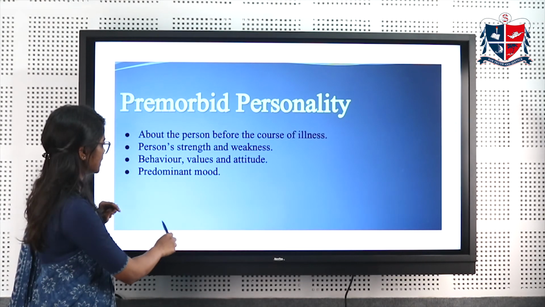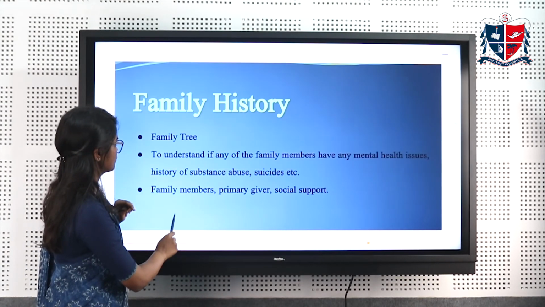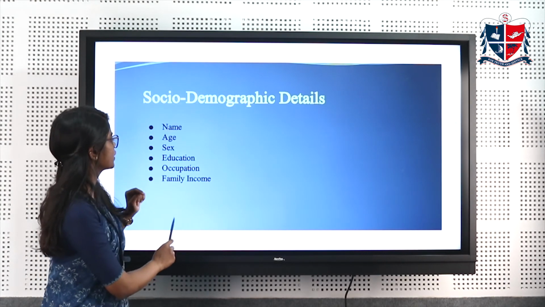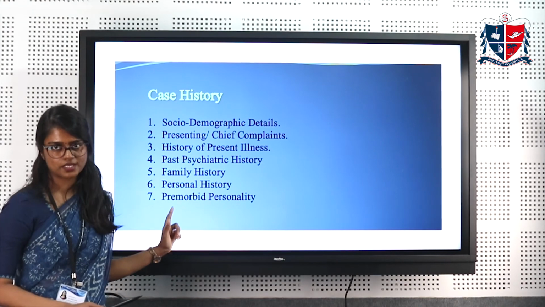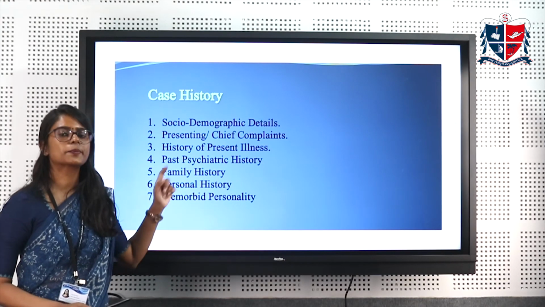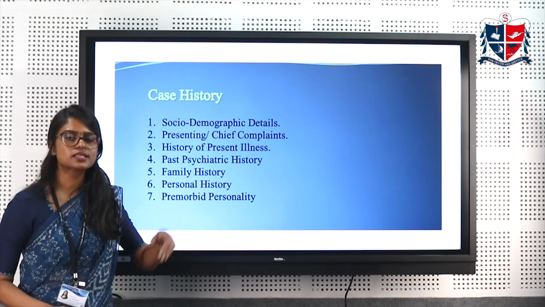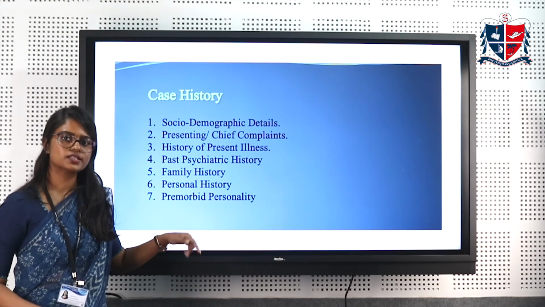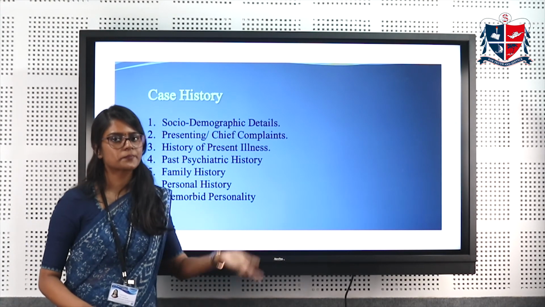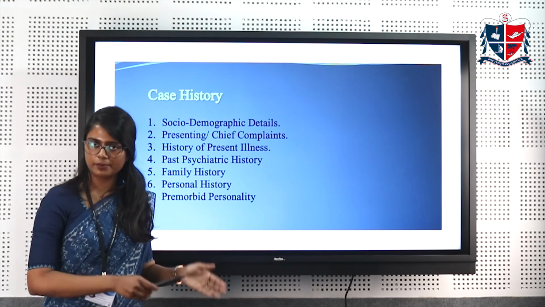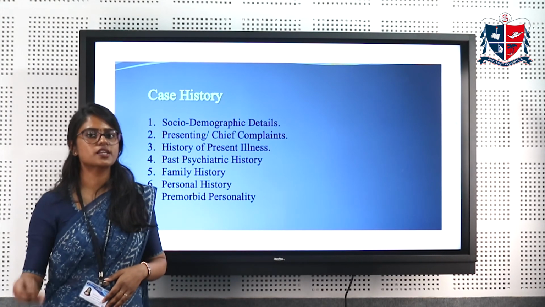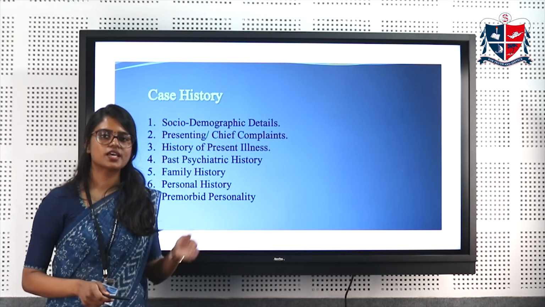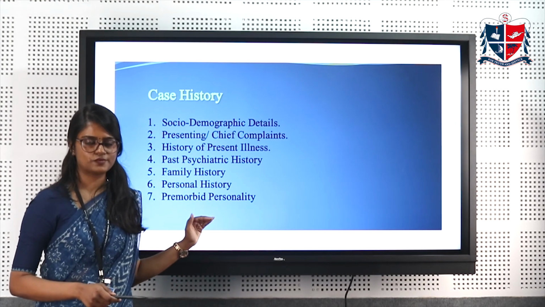Okay, so as you've seen, I'm just going to take the main slide. Basically there are 7 steps. Socio-demographic details, then you understand the chief complaints, then the history of the chief complaint, then the past psychiatric history, and then we have the family history, personal history, and then we understand the premorbid personality. Okay, so these are the major 7 headings we have.